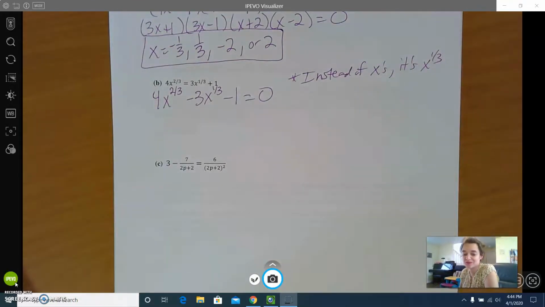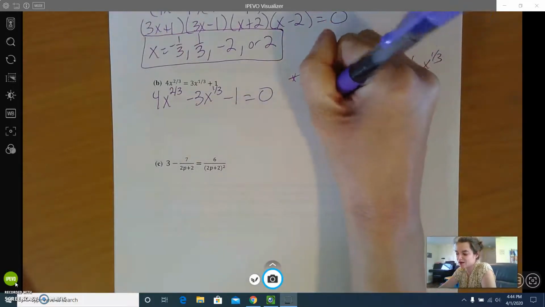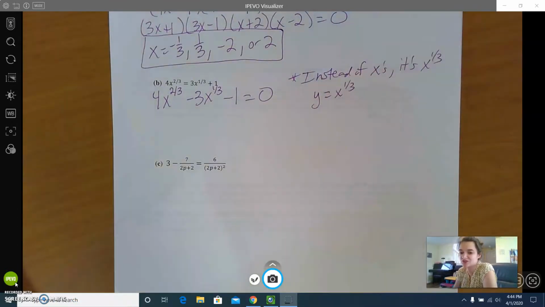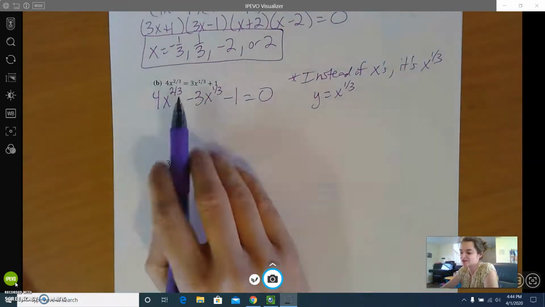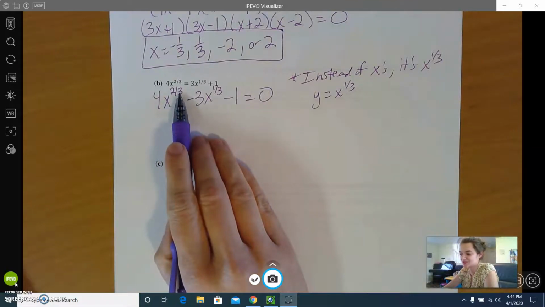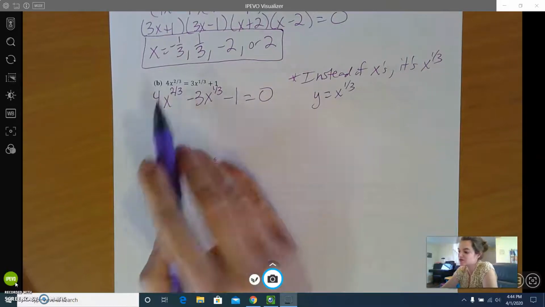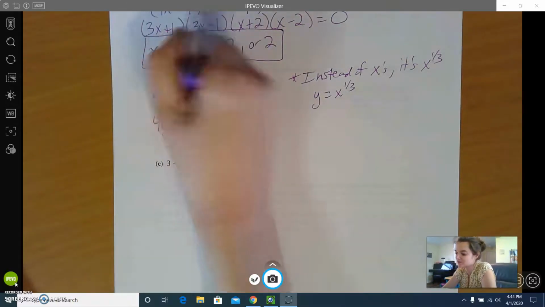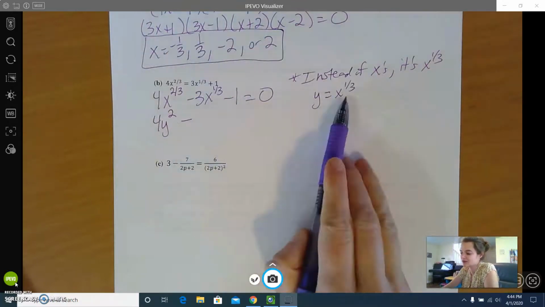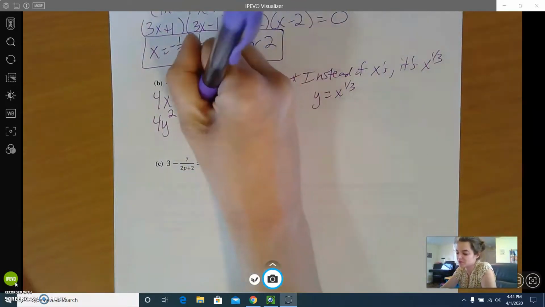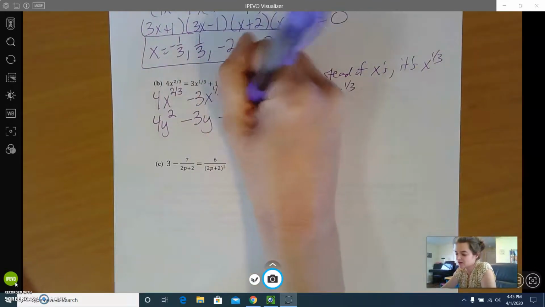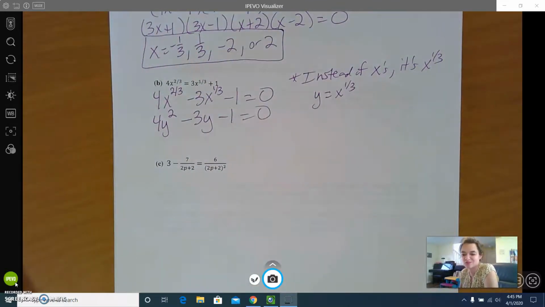For those of you who really don't want to work with x to the 1/3, we can use the trick of substitution if it helps, okay? So how about instead of x to the 1/3, let's just say that y equals x to the 1/3 and use some substitution, okay? So x to the 2/3 is actually x to the 1/3 squared because it's twice that exponent. So this would be the same as 4y squared. And we're saying that y is x to the 1/3, so in the middle that would be minus 3y.